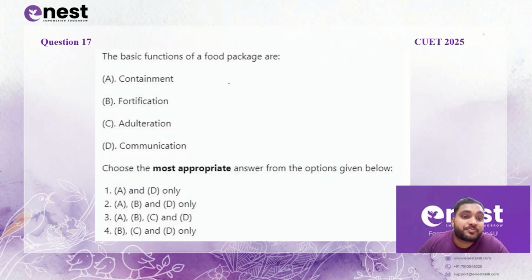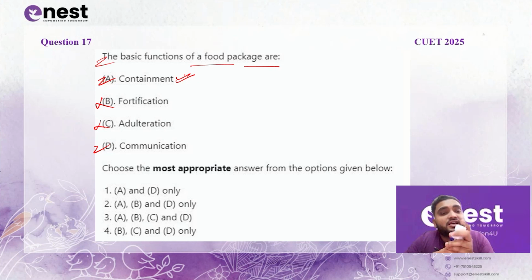Coming to the next question. Which basic functions of a food package are performed by a packaging material? Or let's say which basic functions of a food packaging material are there? Containment, obviously yes. Fortification, no. Adulteration, no. And communication, yes. So a food package will always perform the function of containment. Let's say this is a packaging material, so it should contain the product. It should communicate about the brand or whatever information is there.